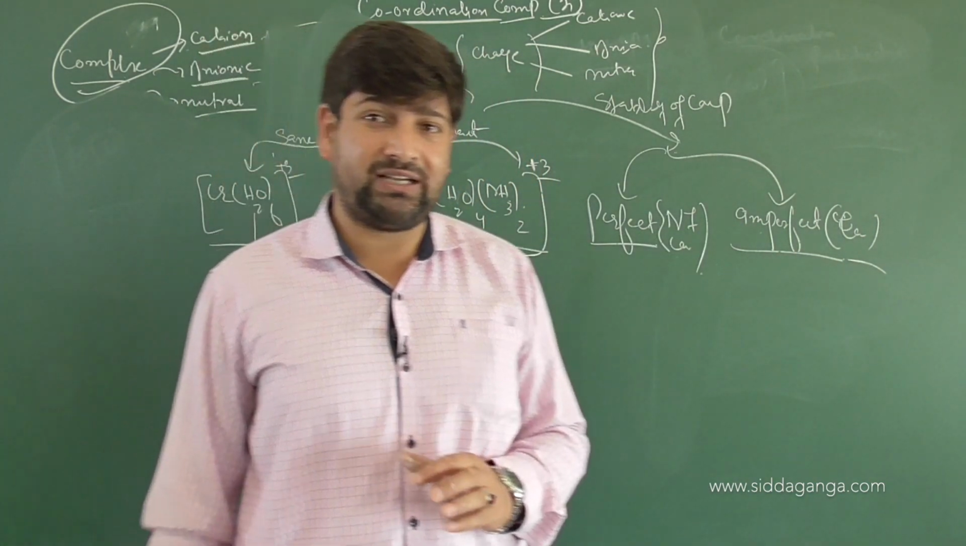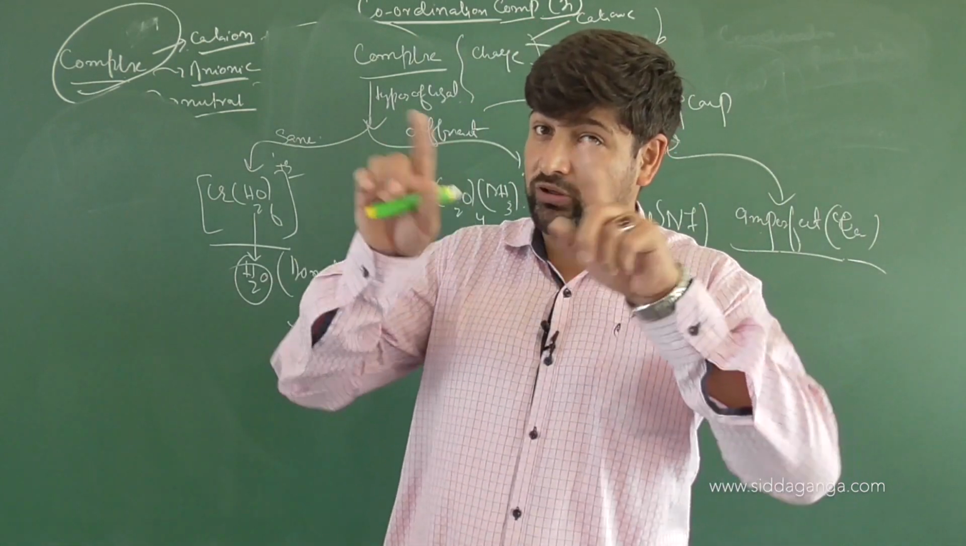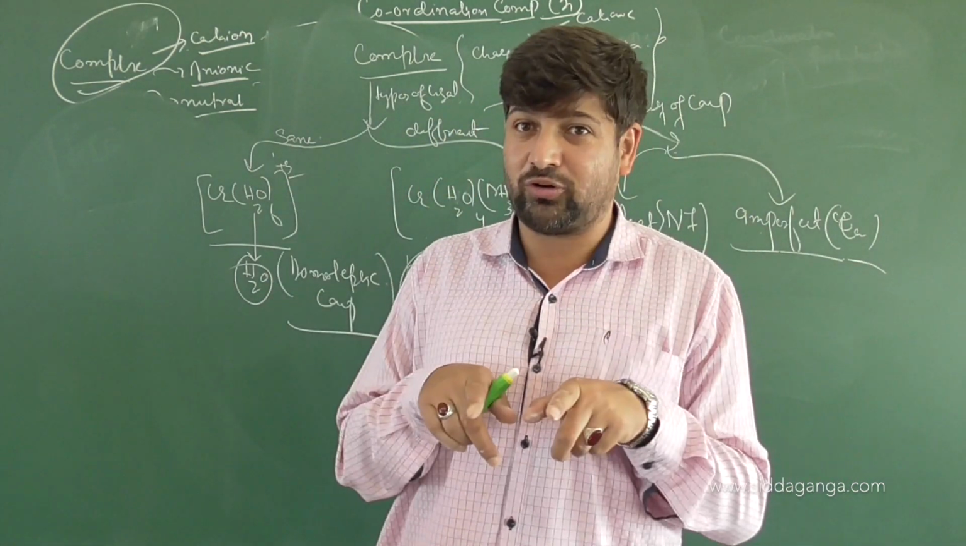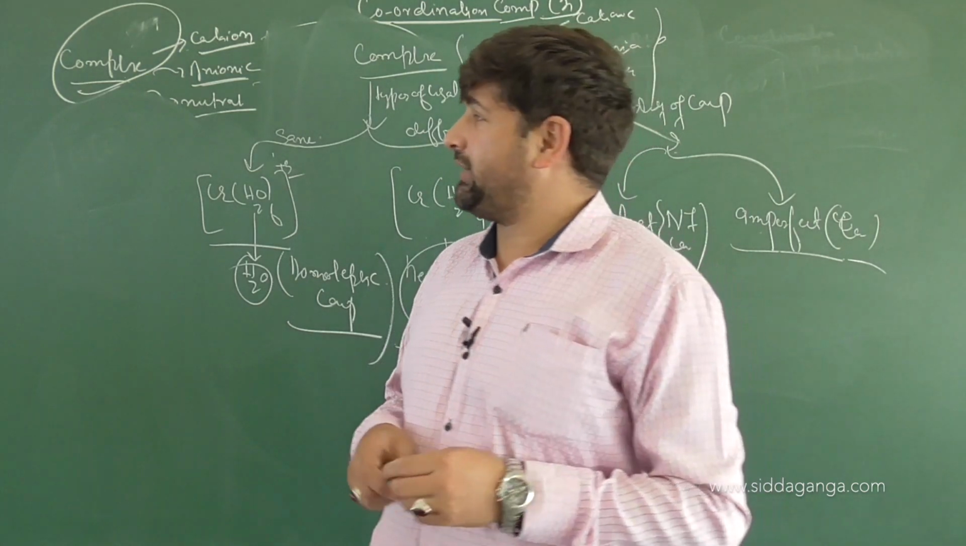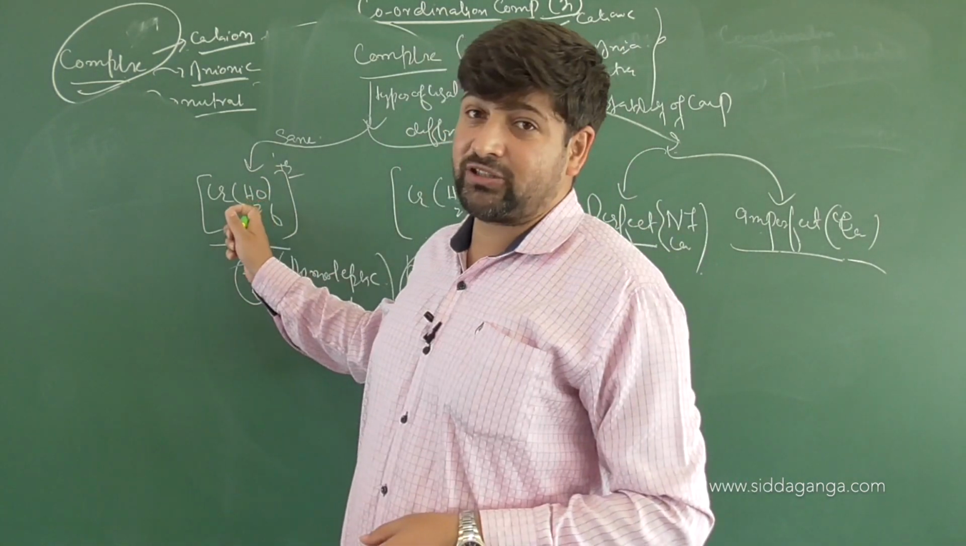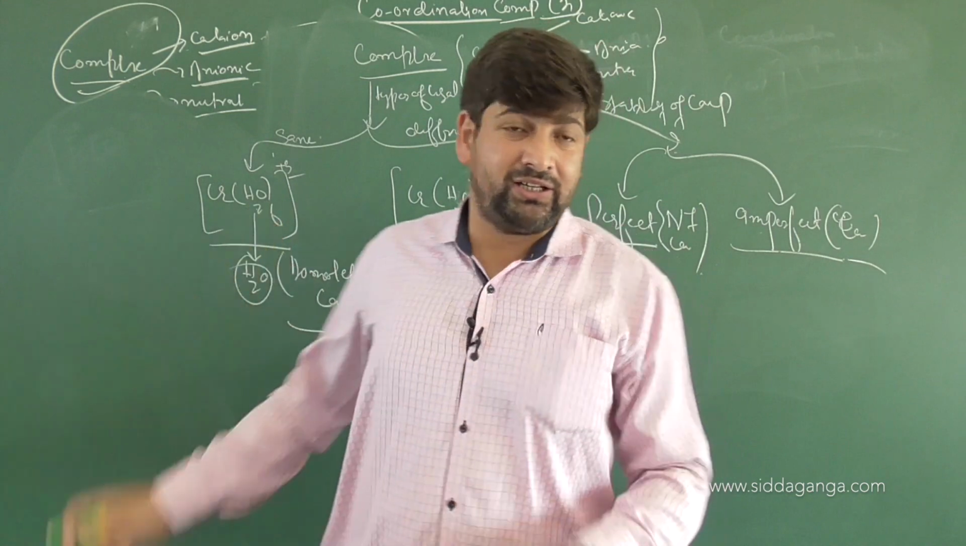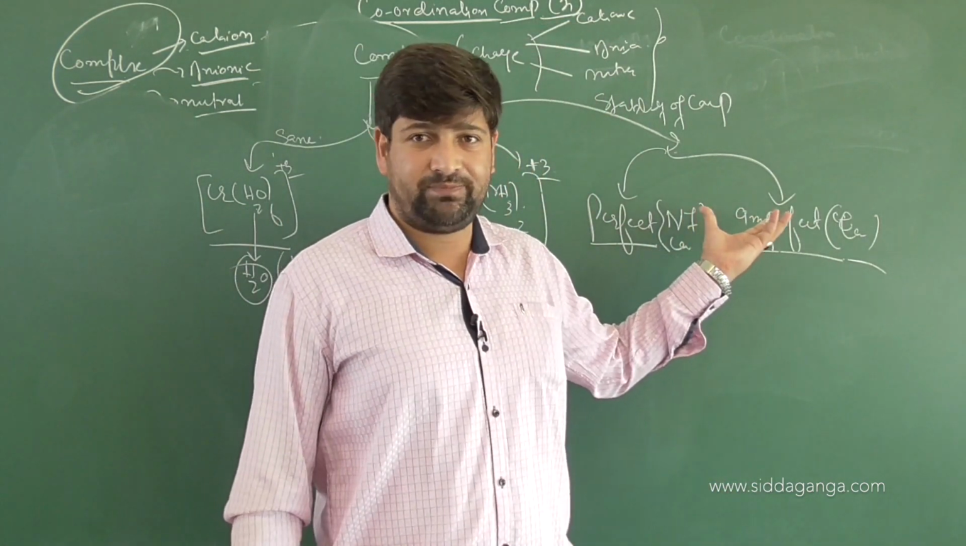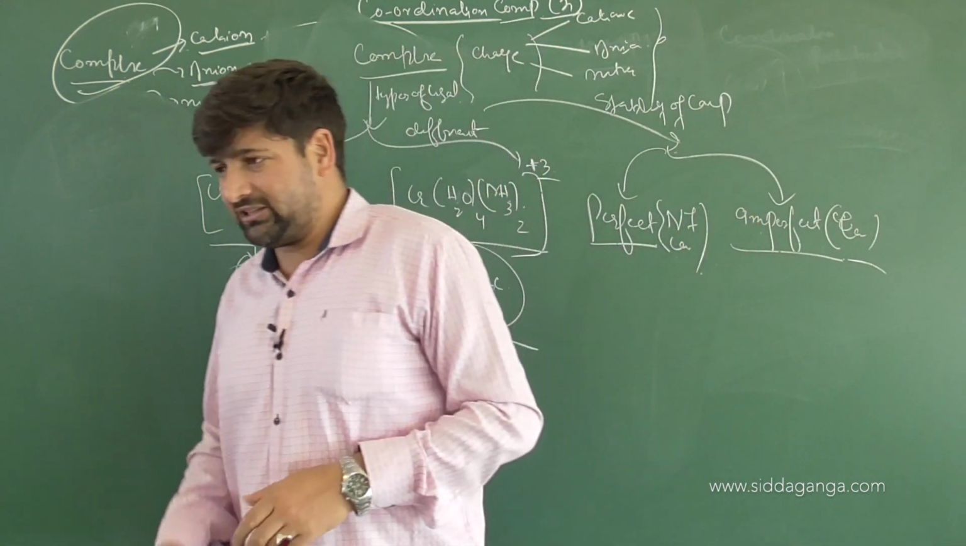So children, complex ions can be discussed, or the complex, not the central metal atom, the complex on the whole. The coordination entity on the whole can be discussed on the basis of charge. It can be discussed on the basis of the ligand types attached. It can be discussed on the basis of stability. Am I clear or not? So this is with respect to the complex.